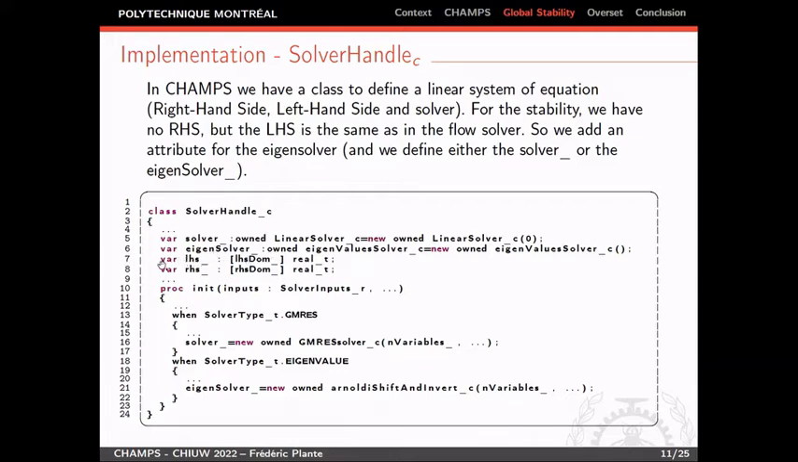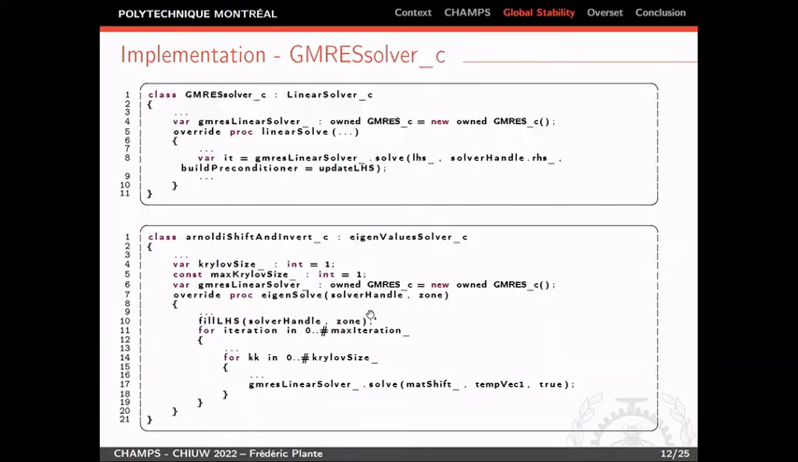So I added to this class an eigensolver. This is a new attribute which can be defined. In fact, we define either a linear solver, so the solver attribute, or the eigensolver to be applied to the problem. As you can see here, the same class is used for the eigenvalue resolution.